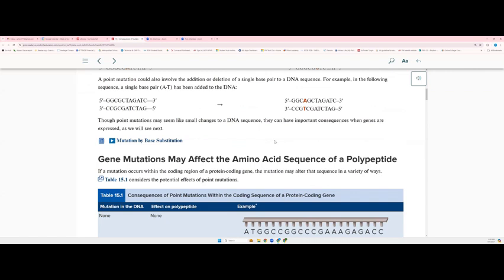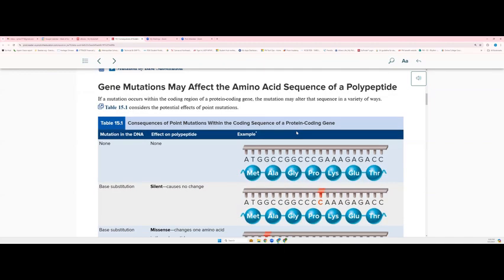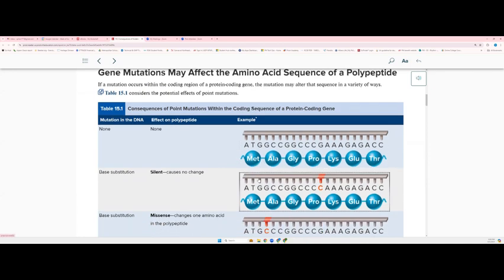What's the consequence of gene mutation? Gene mutations may affect the amino acid sequence of the polypeptide. Let's see how it changes. For example, if this is the original DNA sequence, each three bases will generate an amino acid, right? This DNA sequence will correspondingly generate this amino acid sequence.